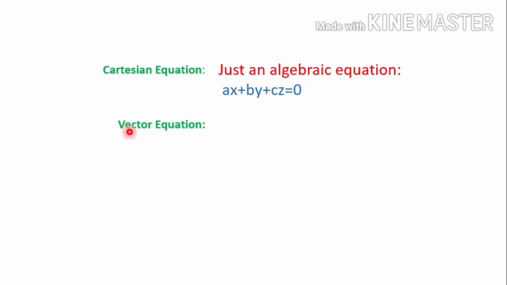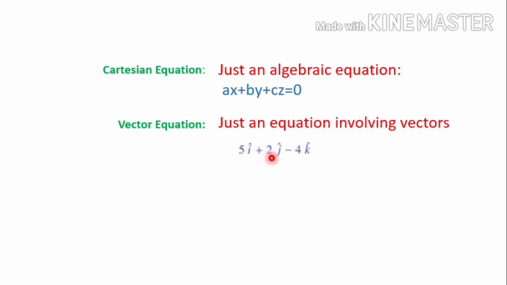And the next one is vector equation. It is quite familiar for us. It is just an equation involving vectors. Example, 5i cap + 2j cap - 4k cap.